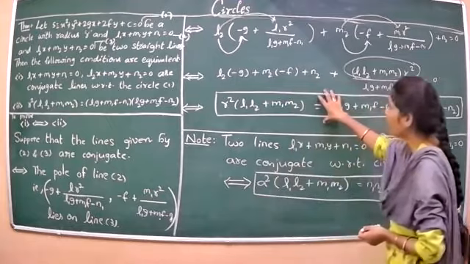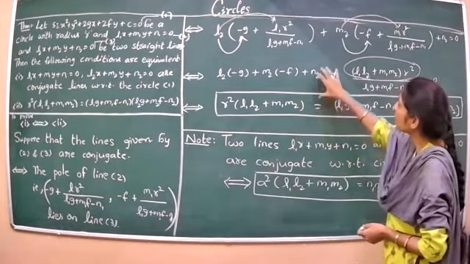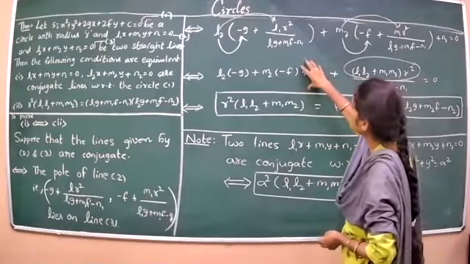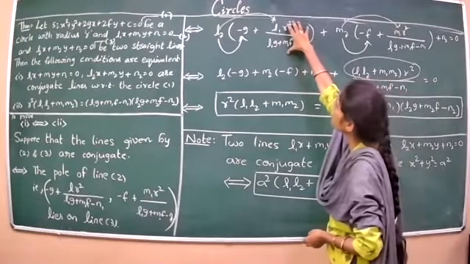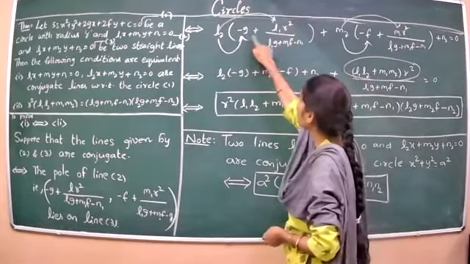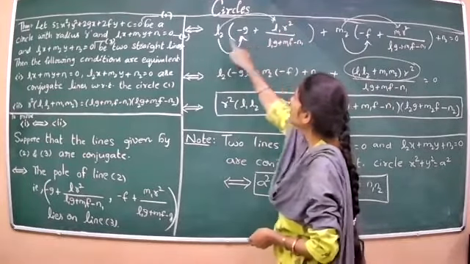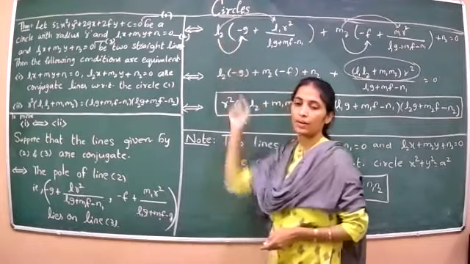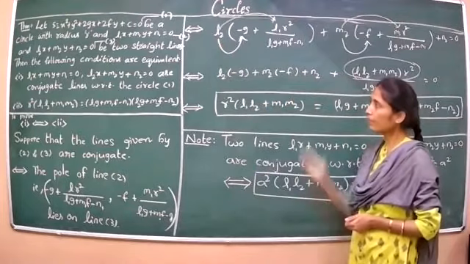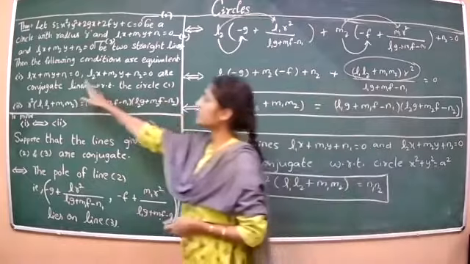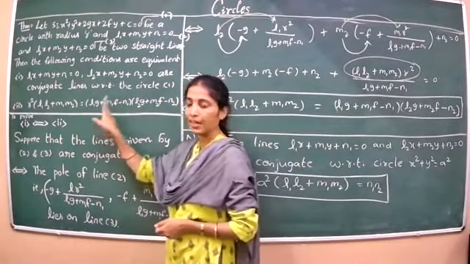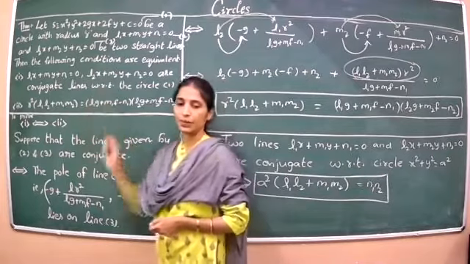If this condition is followed, it can be rearranged in this form, and this equation can be rearranged in this form, which shows that the pole of line 1 lies on line 2. This implies lines 1 and 2 are conjugate to each other. So if these lines are conjugate with respect to the circle, then this condition is followed. If this condition is followed, the lines are conjugate.